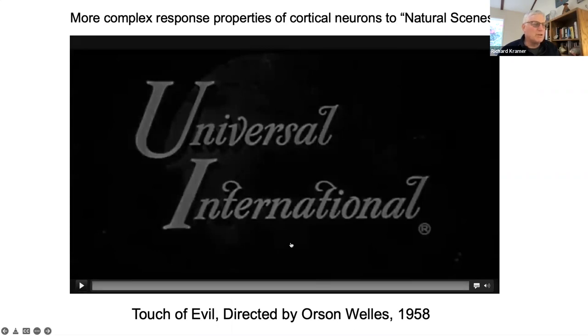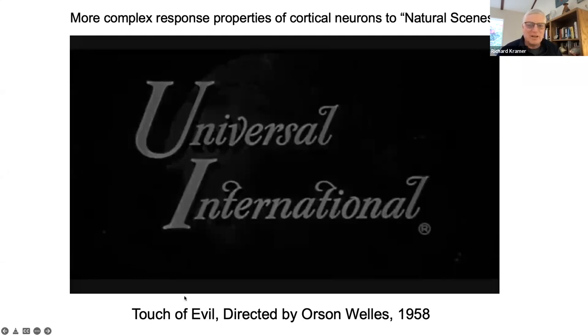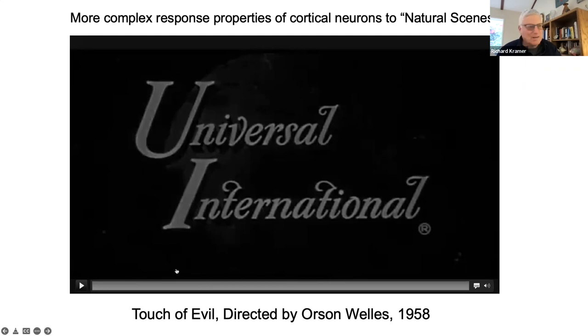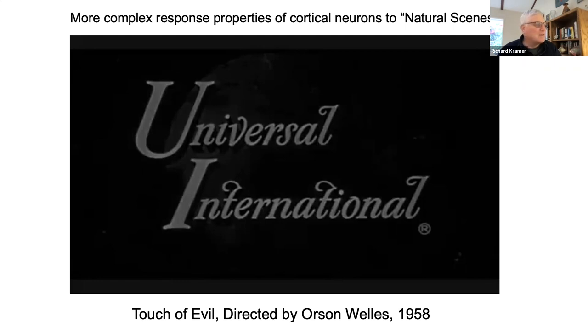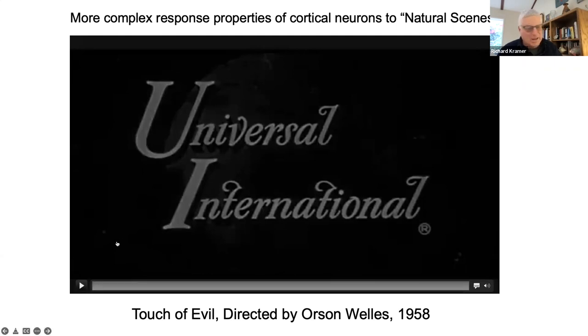The stimulus in this case is much more complex. In fact, instead of being a static image, it's a movie. And the movie happens to be one of the classic film noir movies from the 1950s, directed by Orson Welles. It's a movie called Touch of Evil. And this has been used traditionally in neuroscience because it's black and white. And this particular scene I'm about to show you is one continuous scene in the movie, which has no cuts. And it has a lot of contrast and it's complicated. And I'll just let you watch the movie. It's only about a minute long.